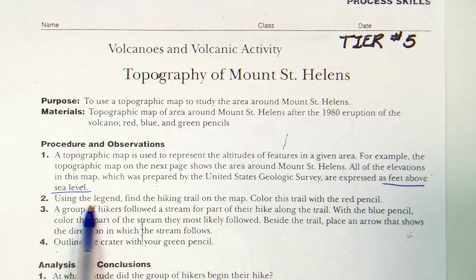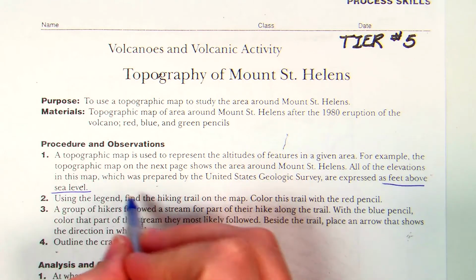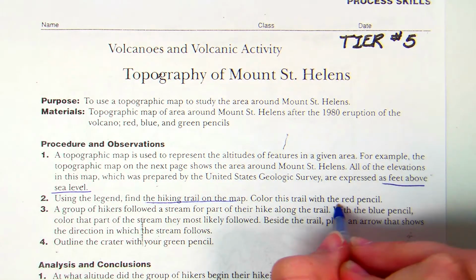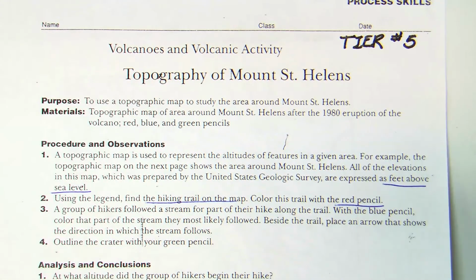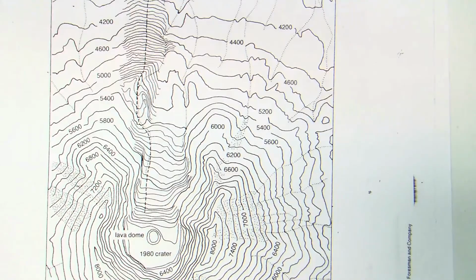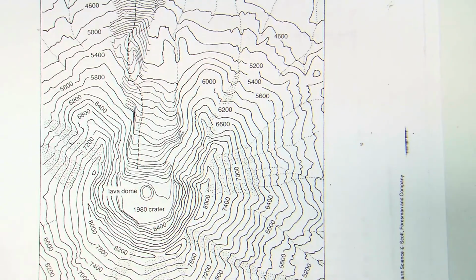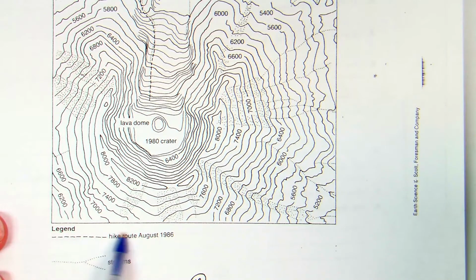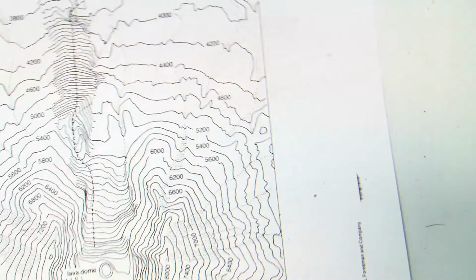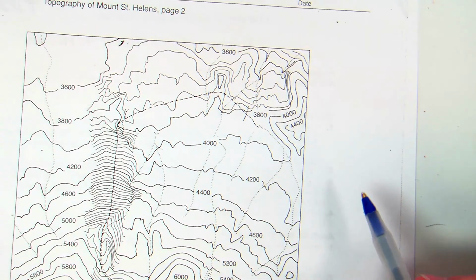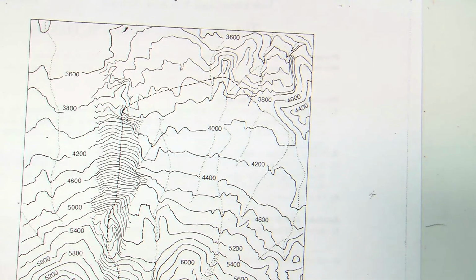Using the legend, find the hiking trail on the map. So that's step 2. Color this trail with red pencil. Okay, so you're going to look for the hiking trail, and I'm not going to give you the answers, but I'm going to give you a hint, okay? Here's your legend. So you find a hiking trail, and you think, if I were hiking, where would I start? Would I start at the bottom of a mountain or at the top of a mountain? Okay, if you were hiking. So just use your logic to process that, okay?